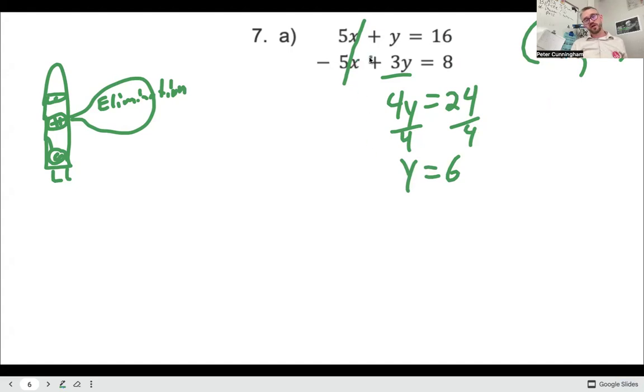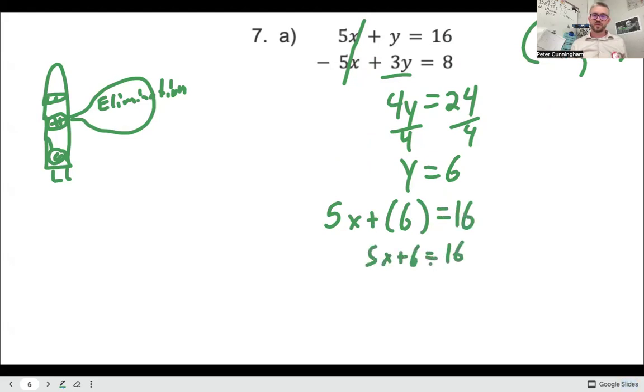Okay, I always do the one without the negatives if I can, even though that means I have to use negatives later. Hey, that's my system. 5x plus that y, which I know is 6, equals 16. Oop. As I write the wrong thing, I shouldn't be dividing there. I should be minusing. 16 minus 6 is 10, which means 5x equals 10. Divide by 5, which means x equals 2.